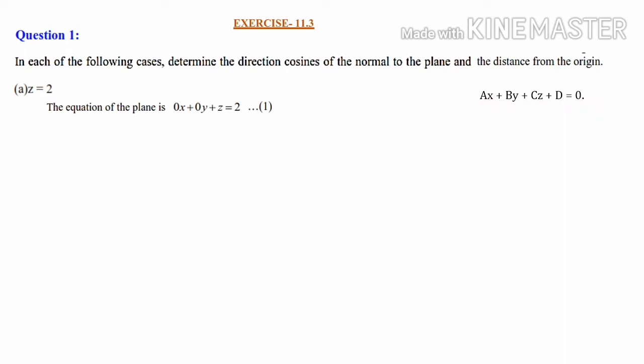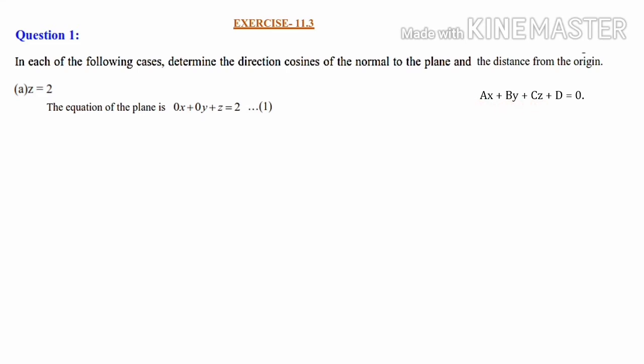In some textbooks it is using small a, small b, small c and small d. It's not a problem, anyone you can use. Here I am using capital letters. Here ax plus by plus cz plus d is equal to 0 is the general form, and A, B and C are the direction ratios of the normal to the plane.